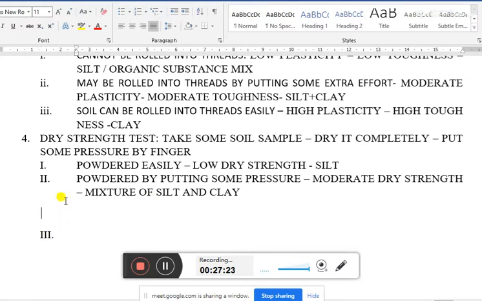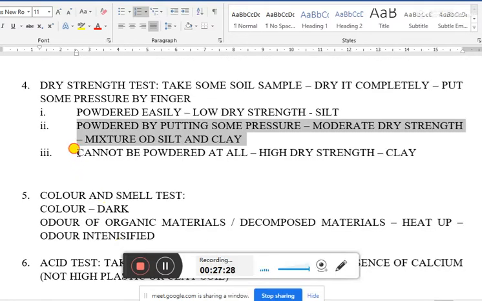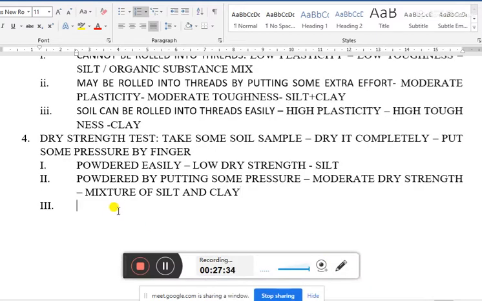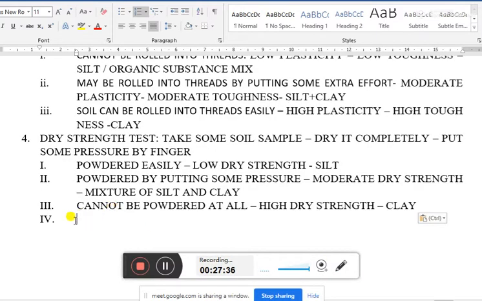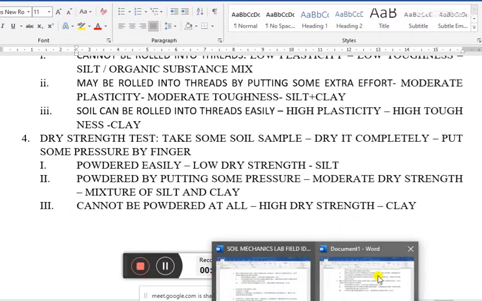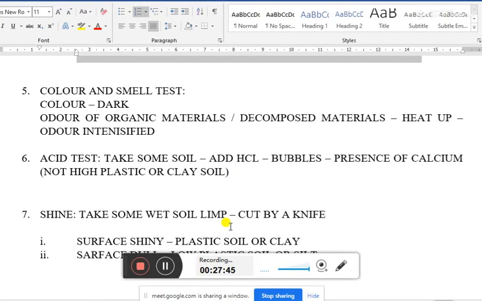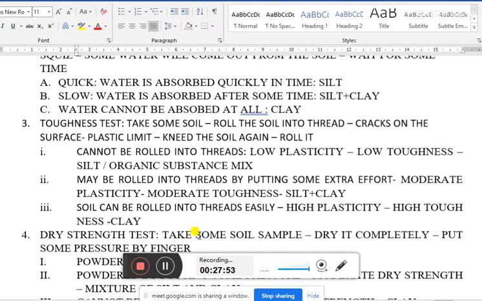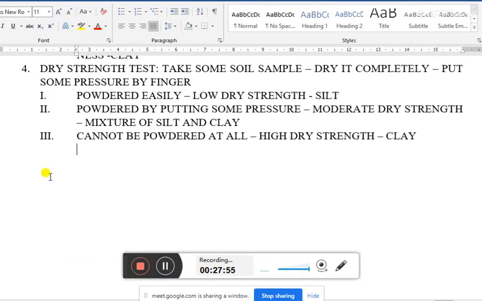And if the soil cannot be powdered at all, then the soil has high dry strength and may be classified as clay or purely cohesive soil. Now, these three tests, numbers 2, 3 and 4, are actually the most important tests for cohesive soil or fine grained soil.